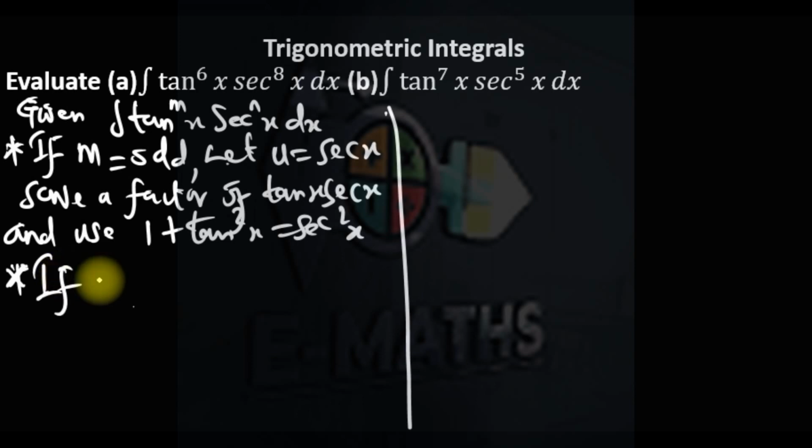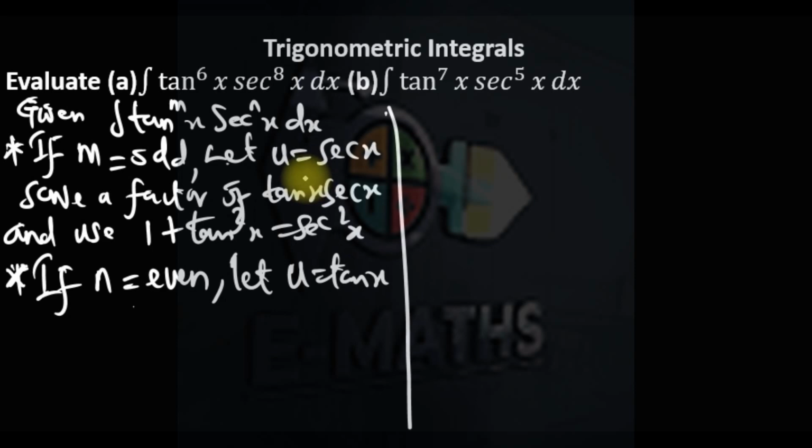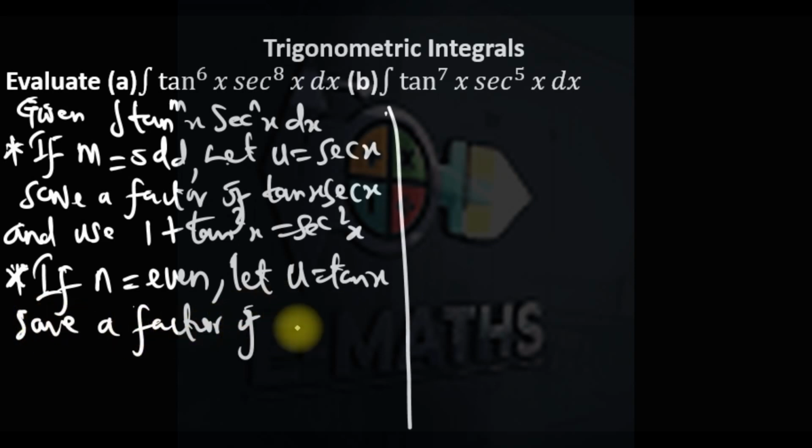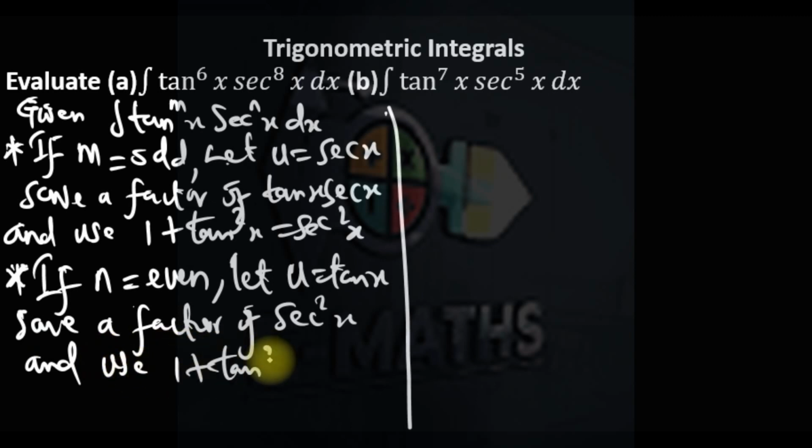if n is even, that's the power of sec is even, you let u be tan. And since you've set u to be tan, if you differentiate tan, you have sec squared. You now save a factor of sec squared x because of the derivative, and now use the Pythagorean identity. So these are the four steps in each of them. So let's solve the first one.